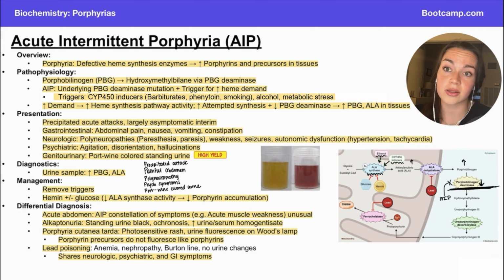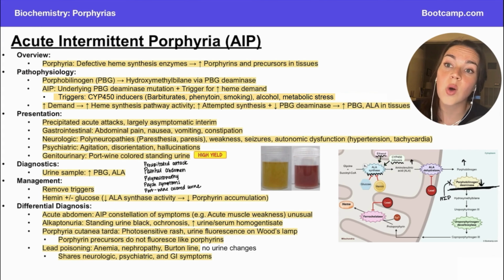Here's the thing about lead poisoning. Lead poisoning can also cause anemia. Remember, we talked about sideroblastic anemia a lot in the last video, and how one of the triggers for it can be lead poisoning. It can also cause lead nephropathy, and while we have this port wine colored urine genitourinary thing going on in AIP, we don't actually have kidney findings. Another thing that they might give you for lead poisoning, that they don't always give you, but it's nice when they do, is the Burton line, which is a line of discoloration along the gum line.